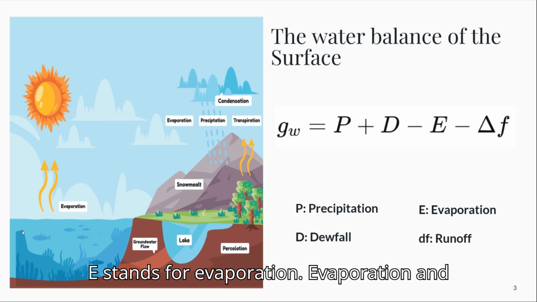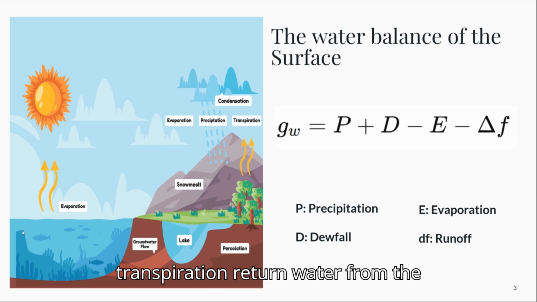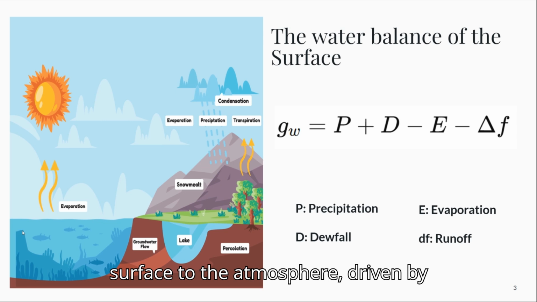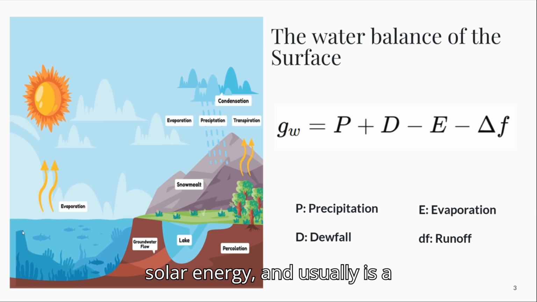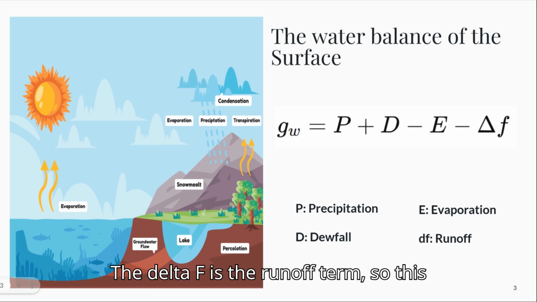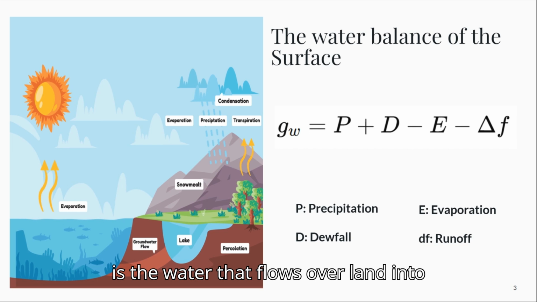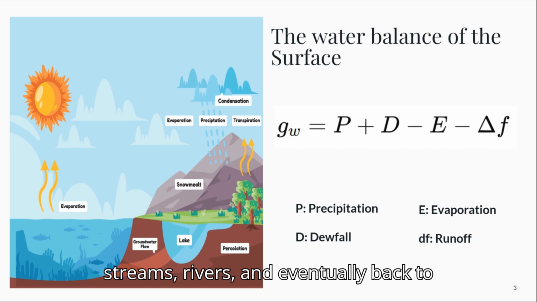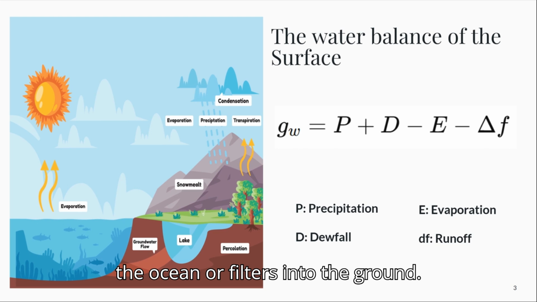E stands for evaporation. Evaporation and transpiration return water from the surface to the atmosphere, driven by solar energy, and usually is negative for the global water balance. The delta F is the runoff term, so this is the water that flows over land into streams, rivers, and eventually back to the ocean or filters into the ground.